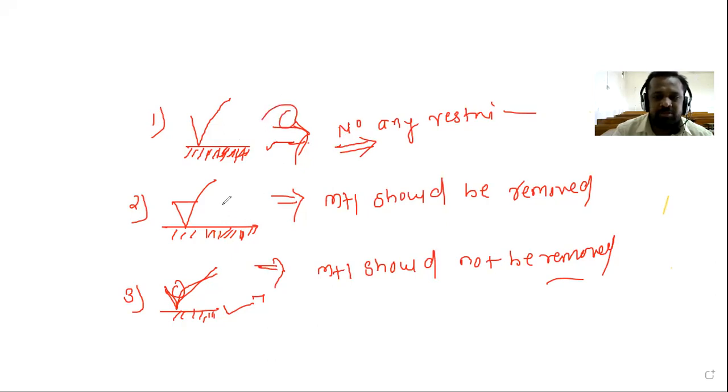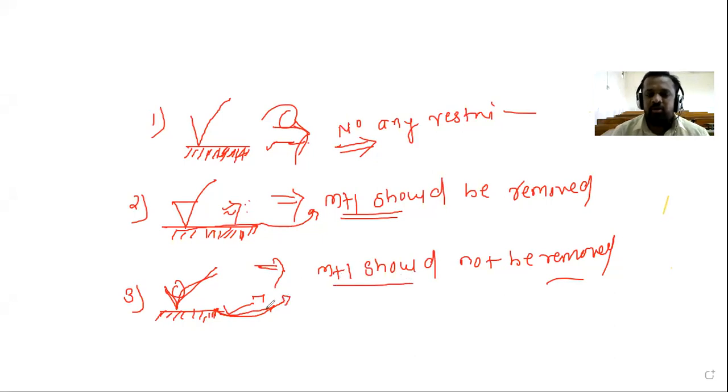Now if such a symbol is there, that symbol has some restriction. It indicates that you have to produce this surface, but during the production you have to follow this rule, that material should be removed. And if such a symbol is on that surface, you have to produce this surface, but you have to remember material should not be removed. Without removing the material you have to produce this surface. Now see, these are the basic symbols and their meanings.